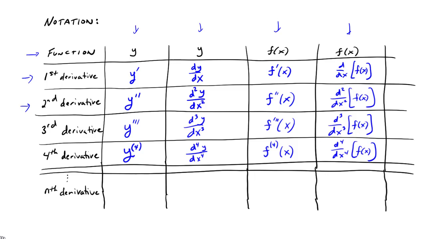All right. So in general, for the nth derivative, we would have y, the nth derivative there, d^n dx^n y, okay, f nth derivative x, and d^n dx^n of f of x. Okay.